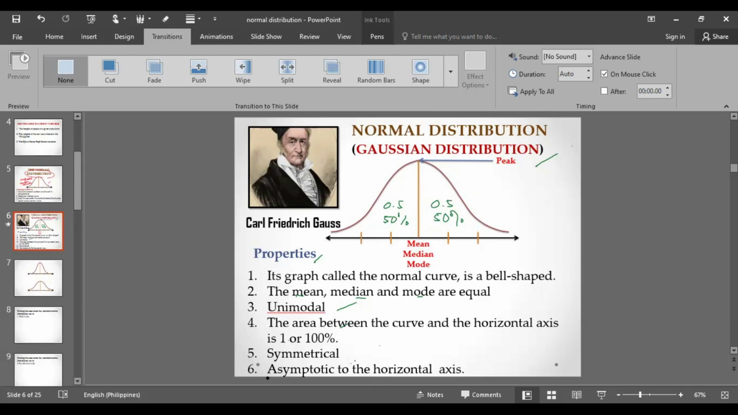Number 6, asymptotic to the horizontal axis. What do we mean by the word asymptotic? It means that both tails are getting closer and closer to the x-axis but never touch or meet it. Palapit ng palapit yung both tails ng graph na ito, pero hindi siya magta-touch dito sa line na to, sa x-axis na to. So these are the important properties of normal distribution.